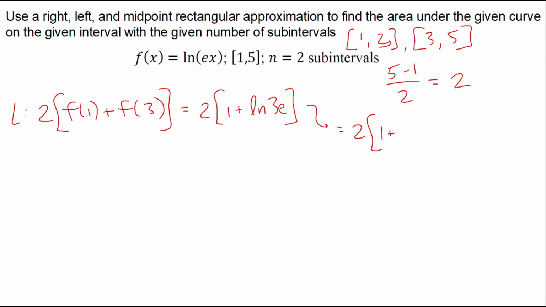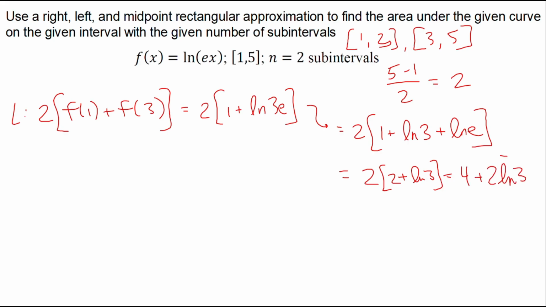That's two things being multiplied together inside the logarithm. So that could be turned into the two of those things in separate logarithms being added. And we know the natural log of e is just 1. So now we have 2 times 2 plus the natural log of 3, or we end up with 4 plus 2 ln 3 with our left approximation. And for our right approximation, now that we kind of have an idea of how to do it, the arithmetic should be pretty easy here.